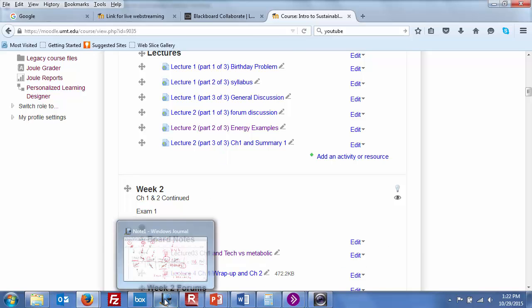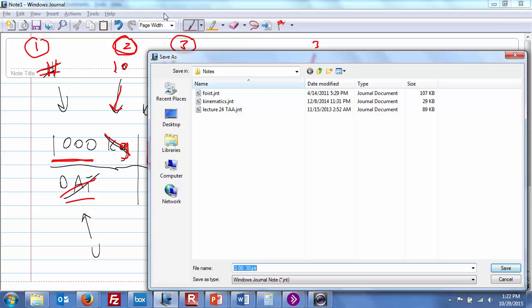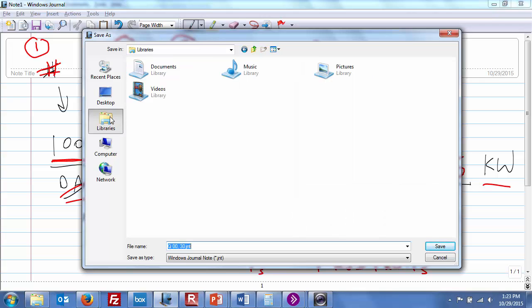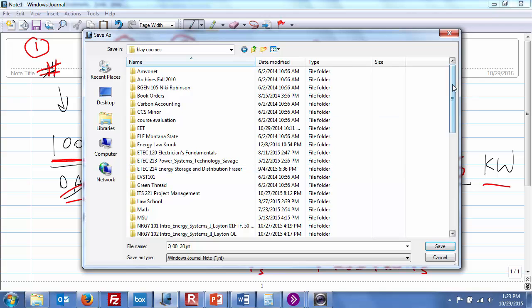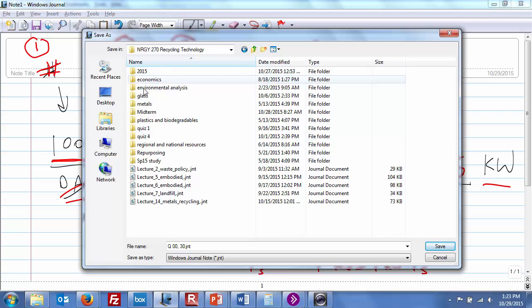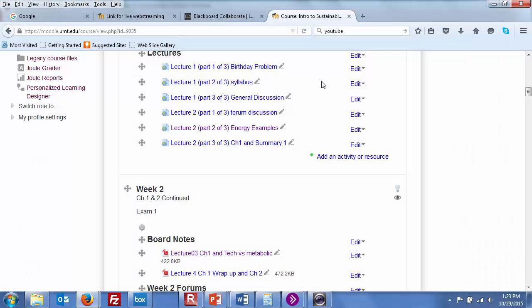And now I'm going to launch a little problem. Actually, let me save this old one here. We got pretty fancy in recycling technology today. We did numbers, units, and powers of 10. So that was a lot of fun. I'm going to save that guy. Recycling technology 2010, lecture 14. Okay, I'll put that baby to bed.